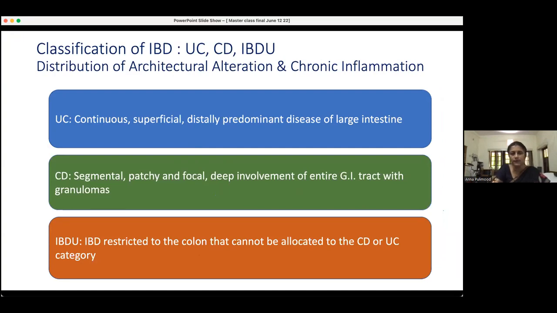So in UC, the inflammation has to be continuous, superficial, and distally predominant. In Crohn's disease, inflammation has to be segmental, patchy, focal, or deep involvement of the mucosa and the submucosa, and of course you can't evaluate lower layers in the mucosa. And if you have granulomas, that helps you to distinguish between Crohn's and UC.